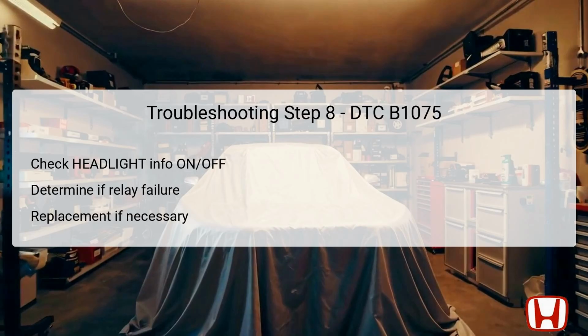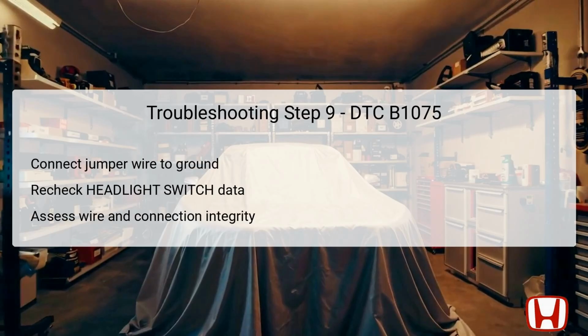This connection helps to bypass potential faults in the relay control module for further testing to ensure the integrity of the headlight system. In this crucial step, the diagnosis leads to connecting a jumper wire from relay control module connector B terminal number 14 to body ground. This connection serves the purpose of creating a direct path for electrical current to confirm if the fault lies within the relay control module. You will then check the status of the headlight switch backup information once more.